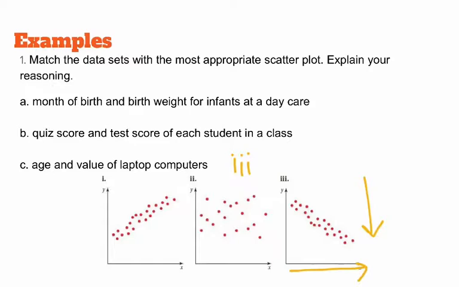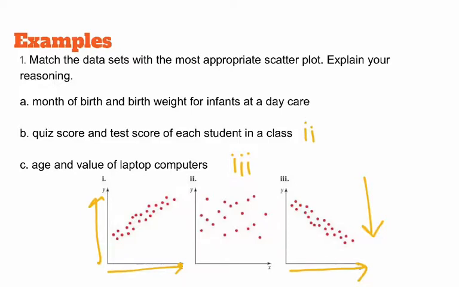Now let's work our way back up. Quiz score and test score. Hopefully you were thinking, man, if I do good on a quiz, I'm probably going to do good on a test. That's usually how it goes. So as quiz score increases, our test score should also likely increase. Now, you might be thinking, that's not true all the time. You're right, it's not, which is why it's not perfectly a straight line.